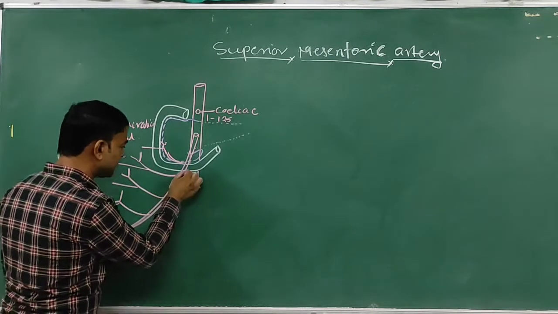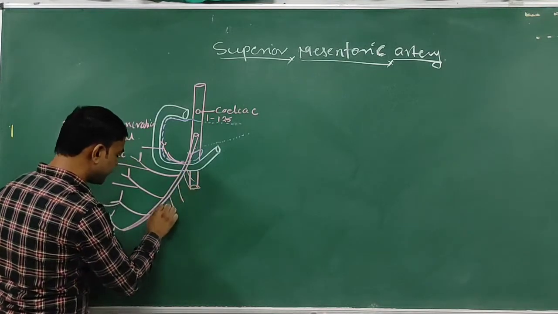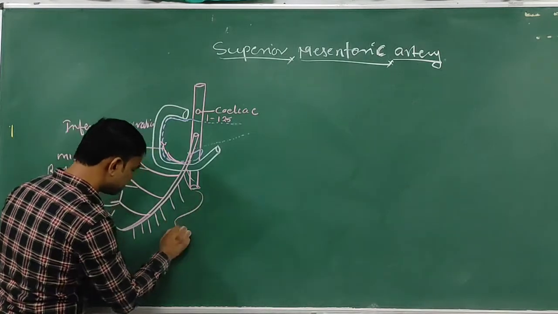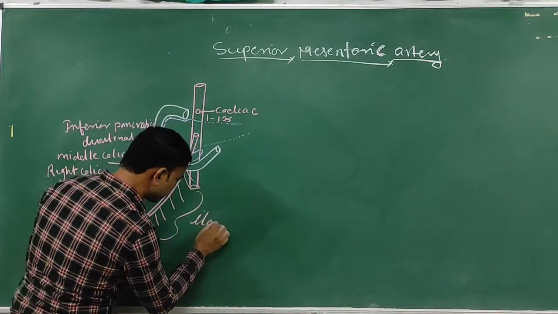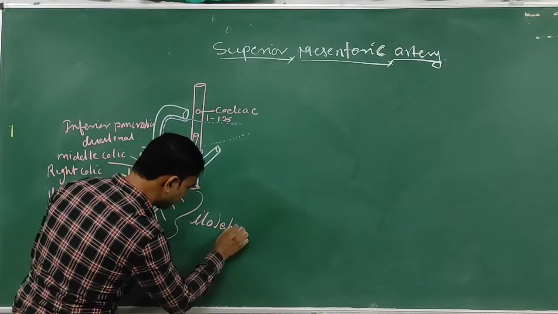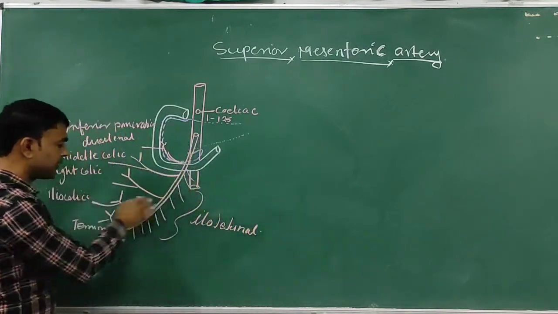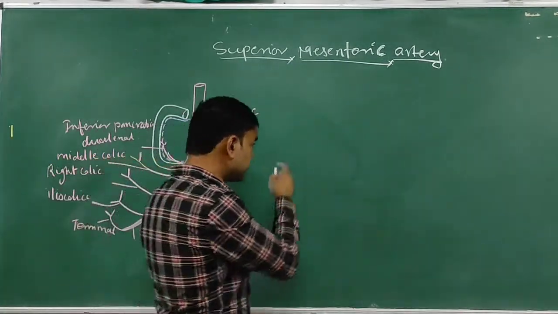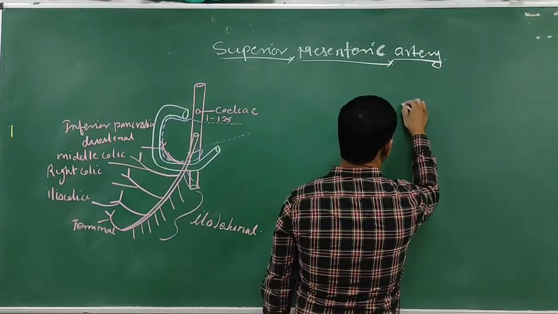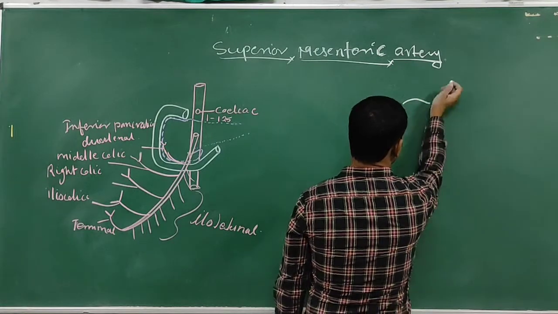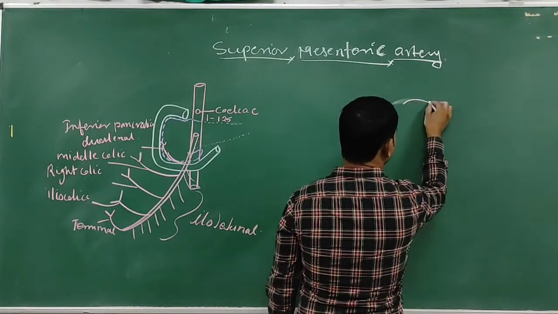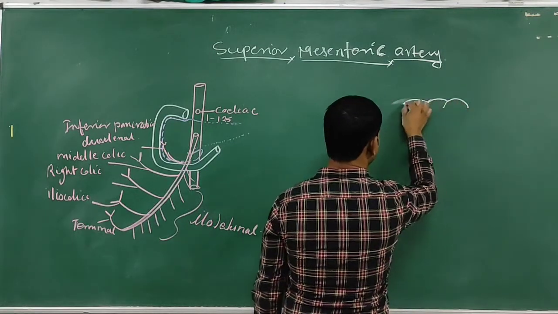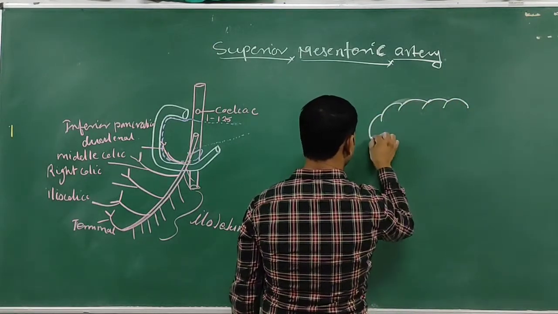And the fifth branch: 10 to 20 ileojejunal branches. These are the course and branches of the superior mesenteric artery. These branches supply the right half of the transverse colon.